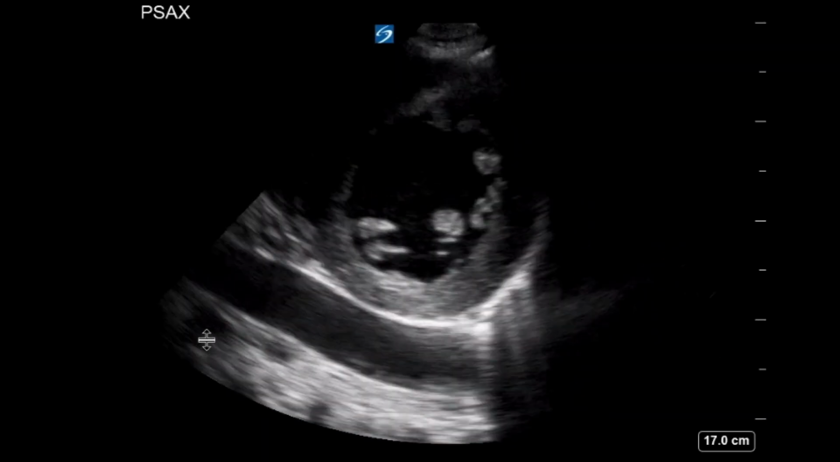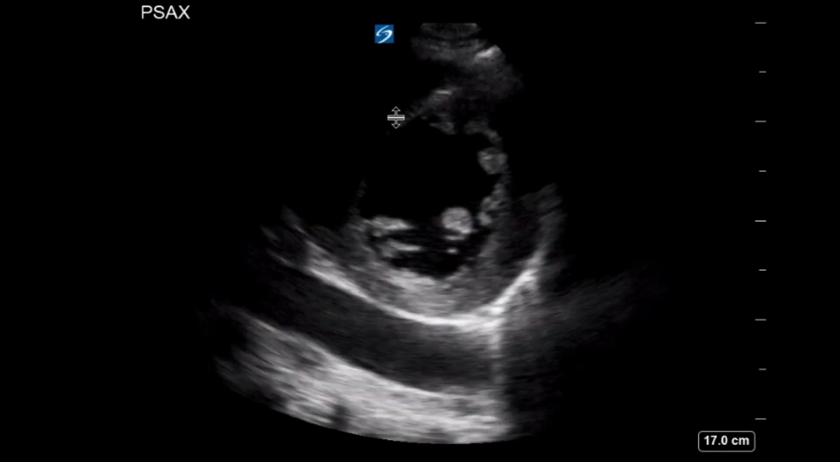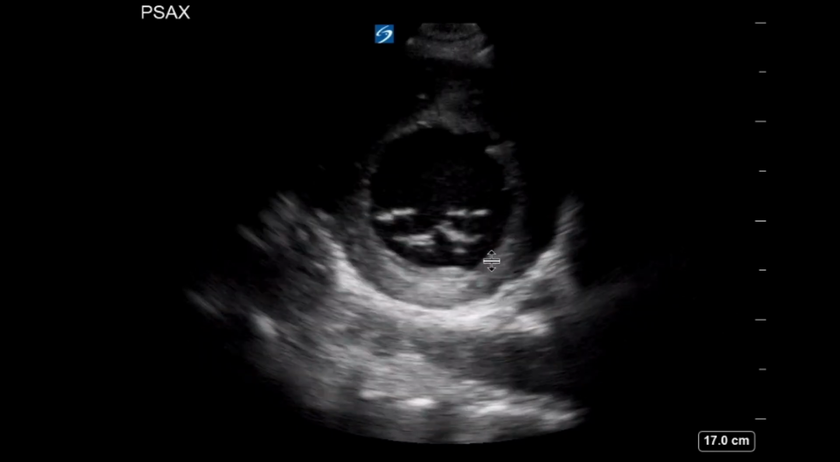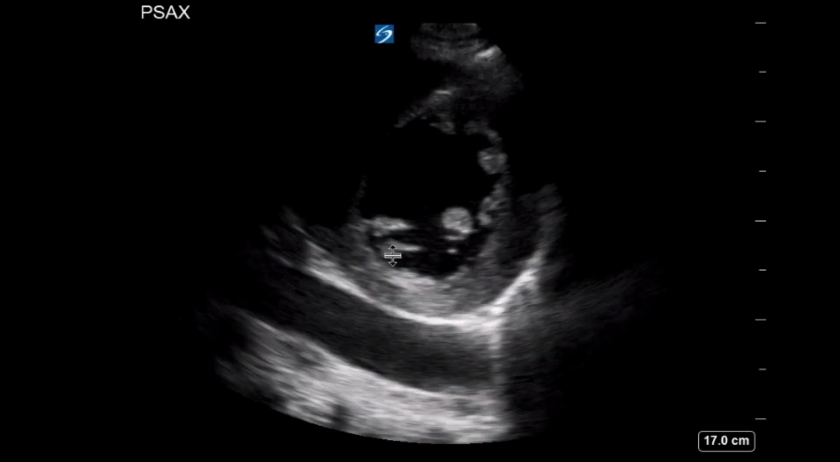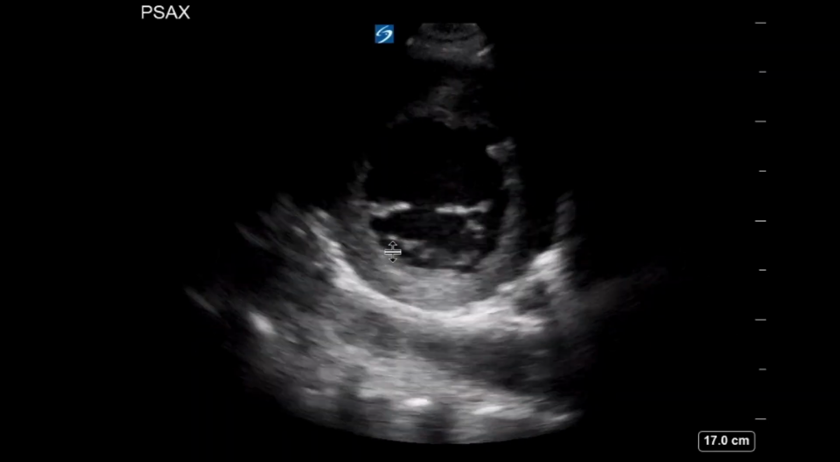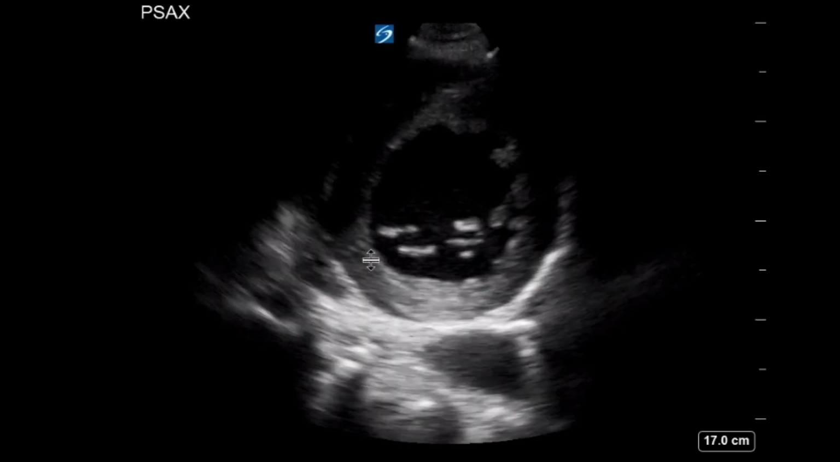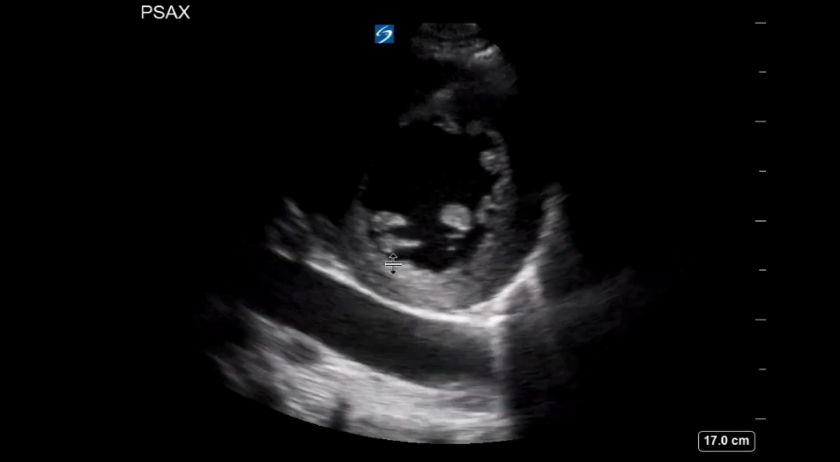And we're at the level we call the papillary muscles. So we sometimes describe this sign as like the dinosaurs fighting. You see these little things here that look like little T-Rex arms that are boxing each other. Those are the papillary muscles that are sticking off the side of the left ventricle.